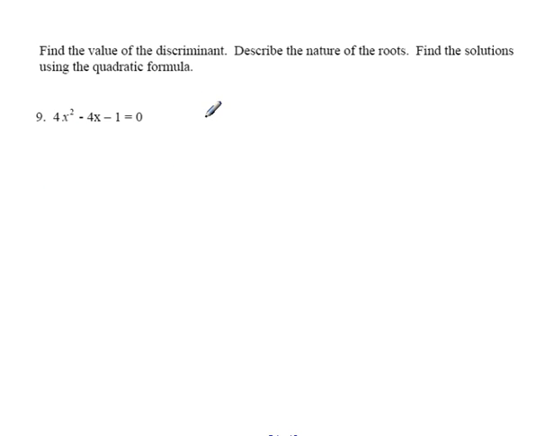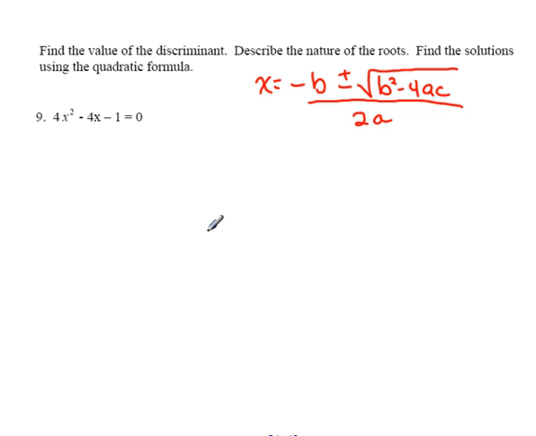Okay, problem number 9 says find the value of the discriminant, describe the nature of the roots, and find the solutions using the quadratic formula. If you're going to use the quadratic formula, you need to know the quadratic formula. So recall that it's the opposite of b plus or minus the square root of b squared minus 4ac, all over 2a. Okay, to use the quadratic formula, you must have your quadratic equation written in quadratic equation form. That means ax squared plus bx plus c equals 0. Once it's in proper form, you can choose your a, which is the number in front of the squared term, your b is the number in front of the linear term, and your c is your constant.